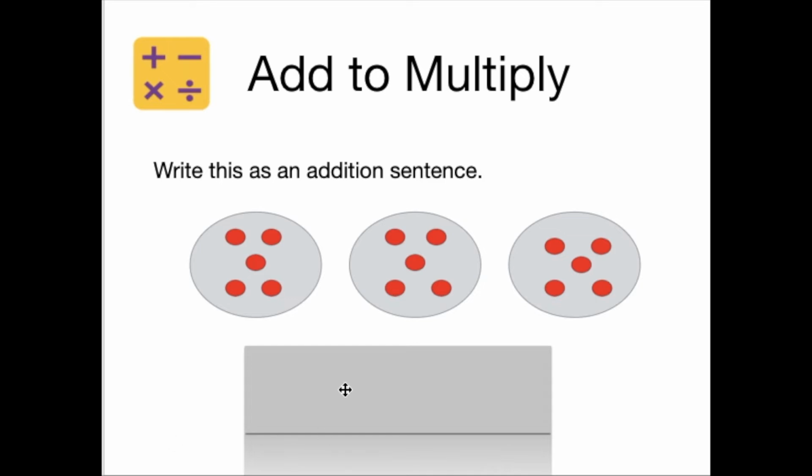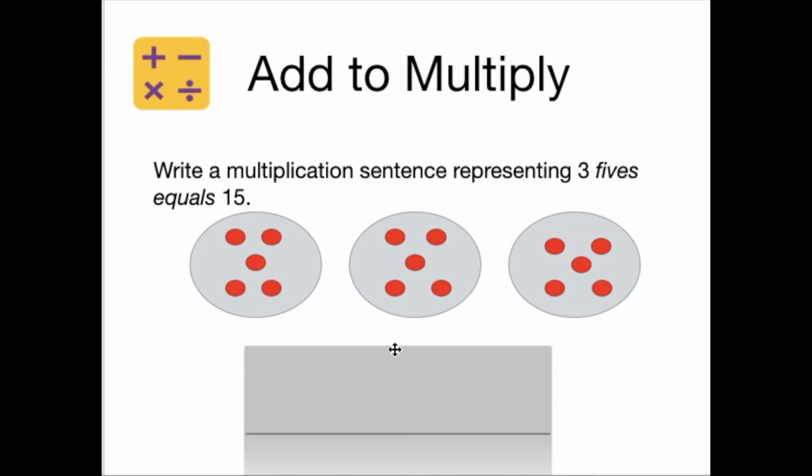Let's write this as an addition sentence. So how many times are we adding 5? We are adding 5 1, 2, 3 times. So that would look like this. 5 plus 5 plus 5. We added 5 3 times.